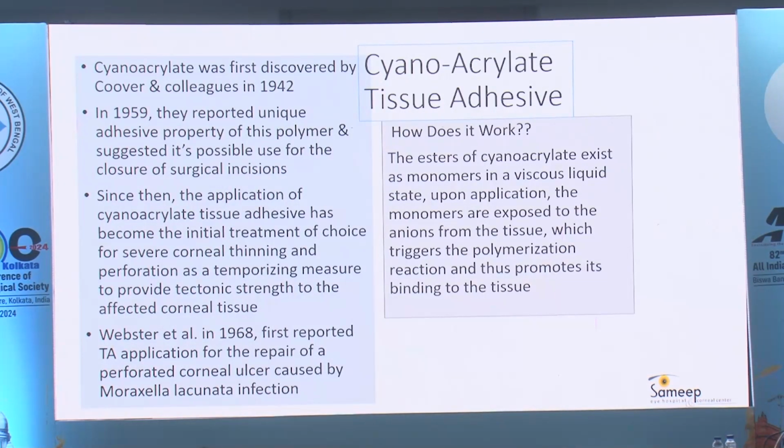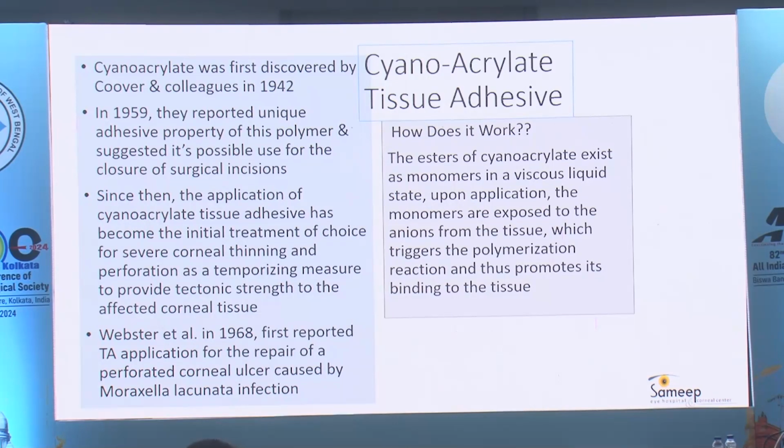Cyanoacrylate was first discovered by Coover and colleagues in 1942, interestingly in a Kodak research lab. Then in 1959 they reported the unique adhesive property of this polymer and suggested its possible use for closure of surgical incisions. Since then the application of cyanoacrylate adhesive has become the initial treatment of choice for severe corneal thinning and perforations as a temporizing measure to provide tectonic strength to the affected corneal tissue.